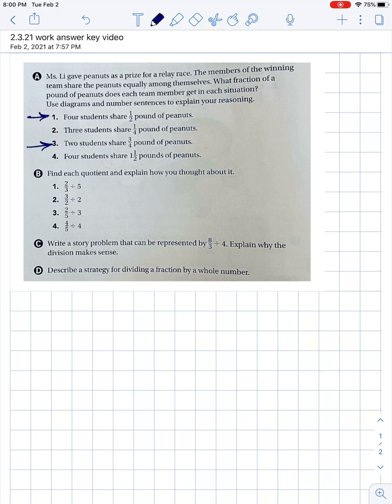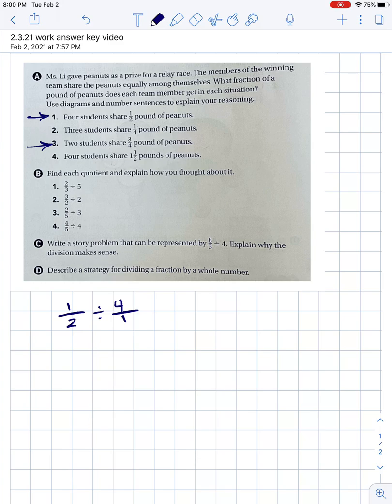So the first one is 4 students are going to share half a pound of peanuts. So we're going to take that half a pound, that's our starting value. That's what the whole group is given. And we're going to divide that by 4 students. We'll turn that 4 into a fraction by writing 4 over 1, because 1 goes into 4 times.